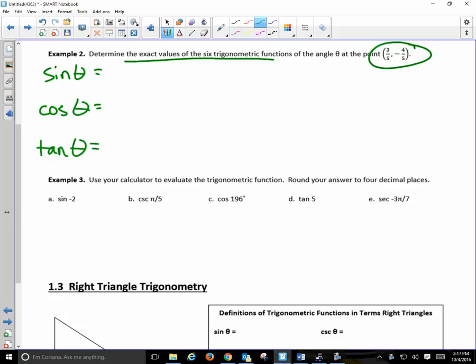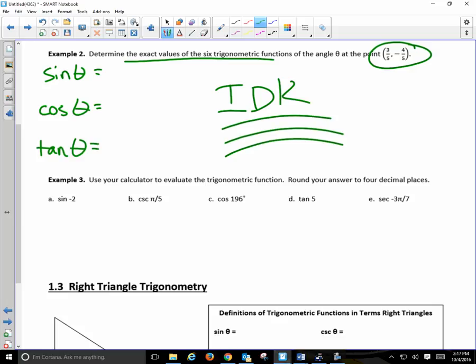This is going to be one of the questions you'll get. Determine the exact values of all 6. Here's how I know if you're not trying. I hate it, folks. I hate it. Don't write IDK. Don't give me that garbage.